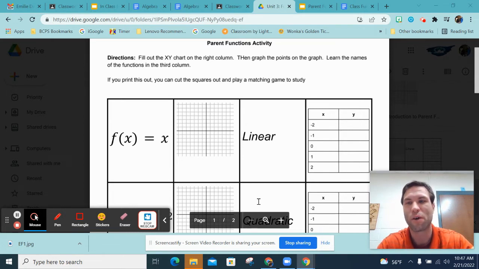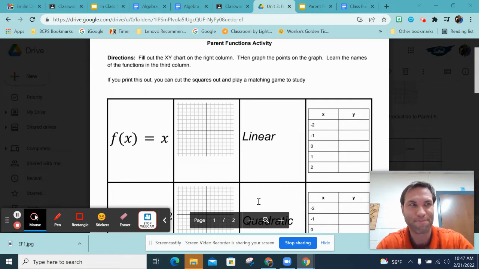So if you say, okay, we transformed the function, you really want to know what it started as. What did it look like at the beginning? Well, that's the parent function. The parent function is the basic function, and each of these basic functions has a different shape. So this is an exploration on how to do it.